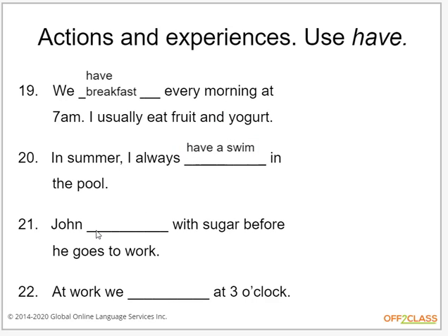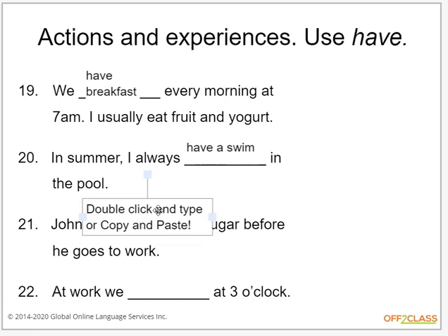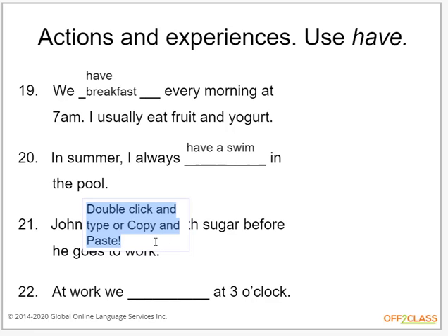John blank with sugar before he goes to work. Which one is this? Remember, John, remember, he, she, and it is different than I, you, we, they, right? With he, she, and it, we say has. So John has a coffee with sugar before he goes to work.